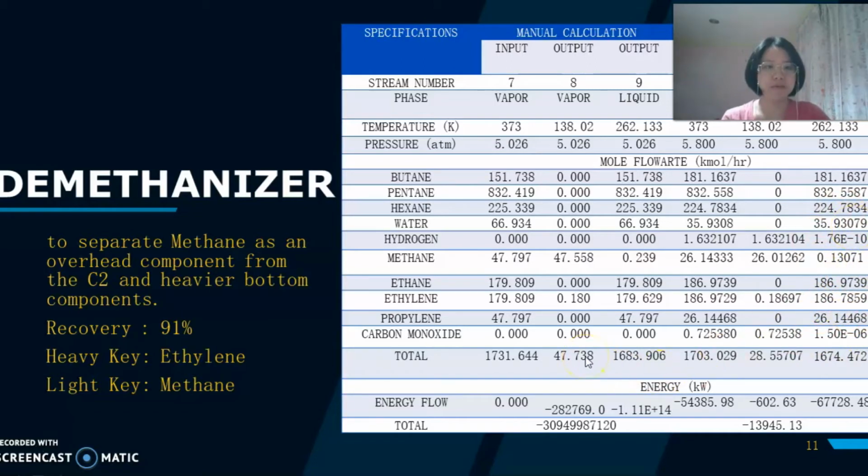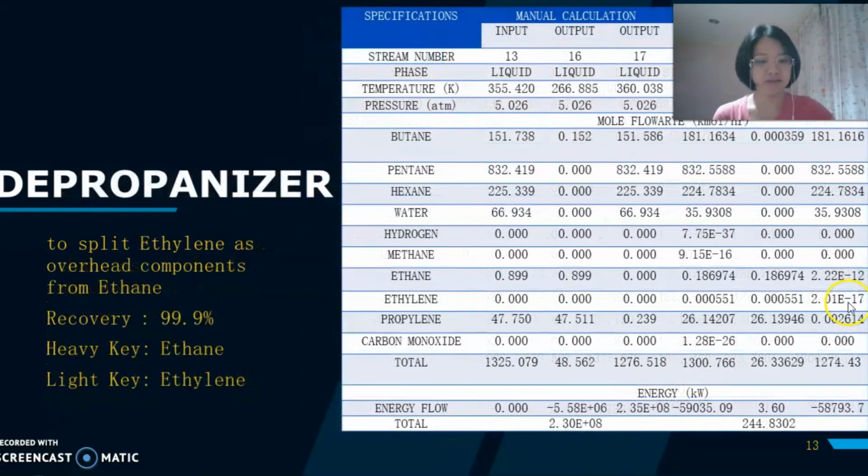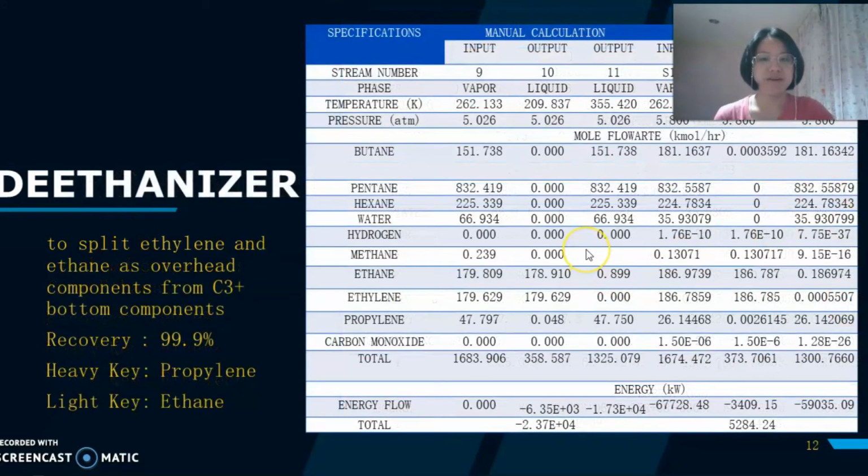The only problem here is the energy flow, because we used the wrong method, which is the Antoine equation, for our calculation of energy flow. So we have a very large constant in this unit. That's why the energy is also very big, and that's why the big difference exists between the Excel and Aspen calculation. The same theory applies in the deethanizer. You can see the energy has a very big difference. However, for the deethanizer, we have a very acceptable material balance, temperature and pressure.